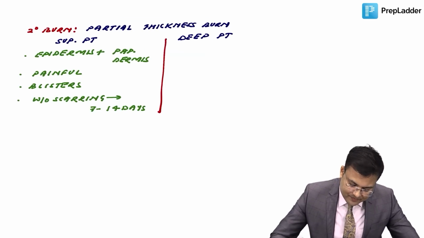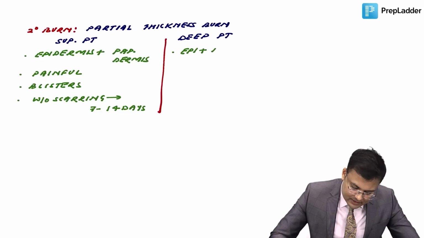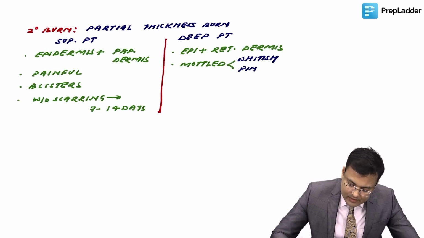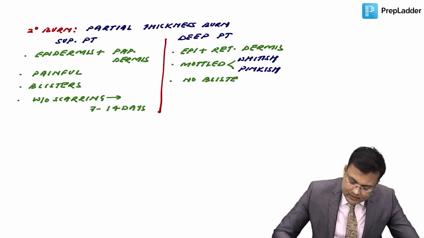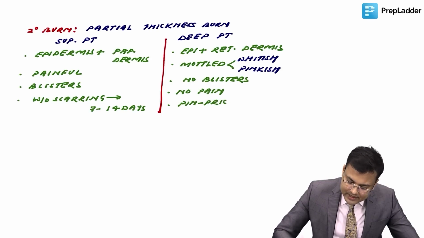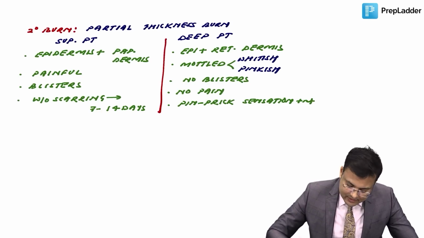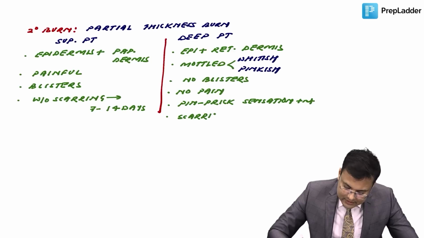So in deep partial thickness burn, there is involvement of epidermis plus reticular dermis. The appearance is mottled. Clear? So there are whitish and pinkish areas. There are no blisters, no pain, but pinprick sensation is preserved. Clear? And here healing occurs with scarring, and it takes generally 3 to 9 weeks.